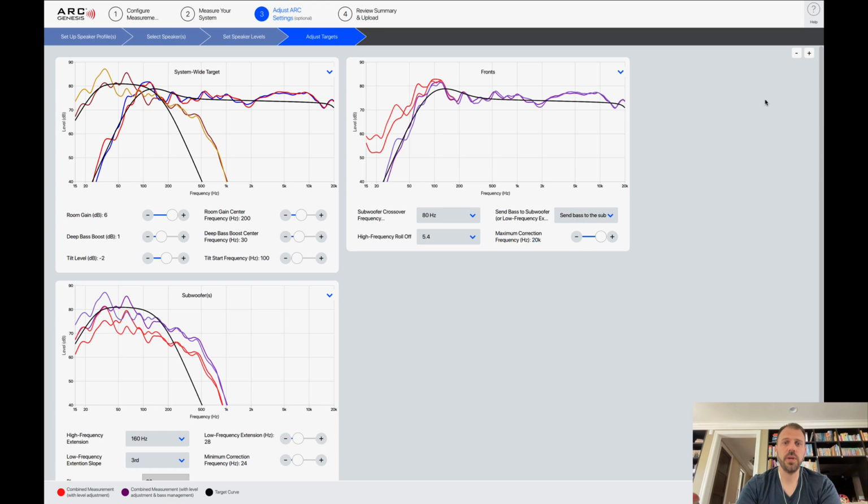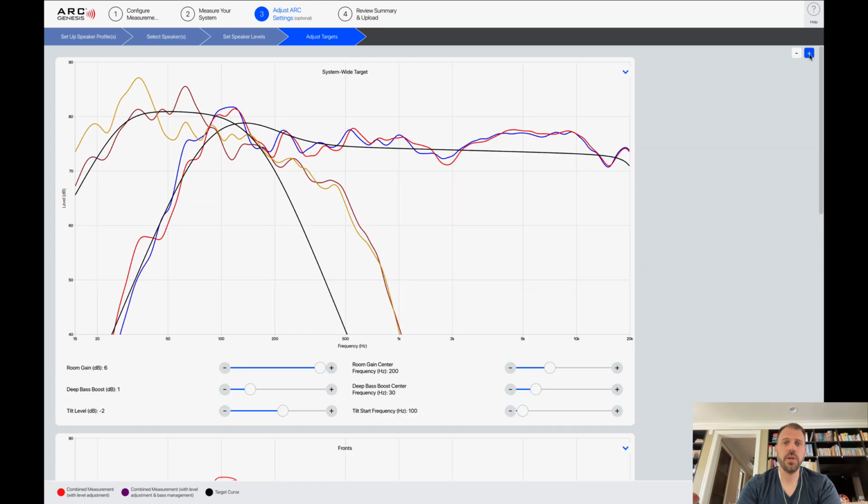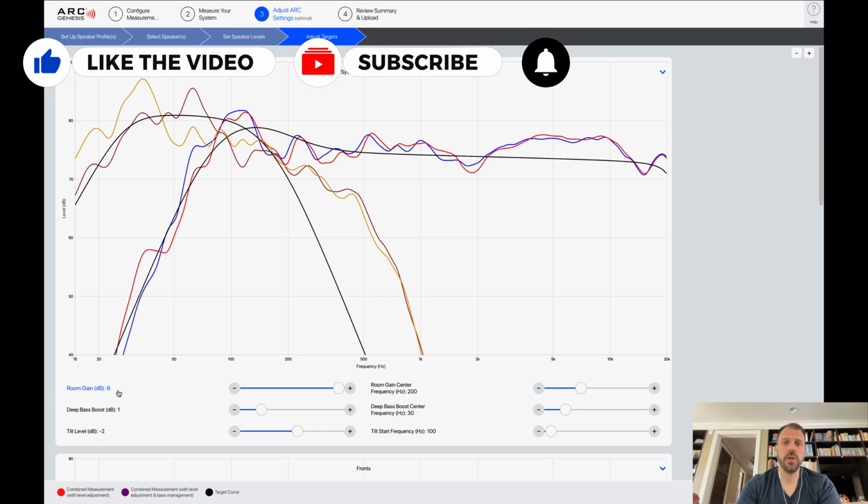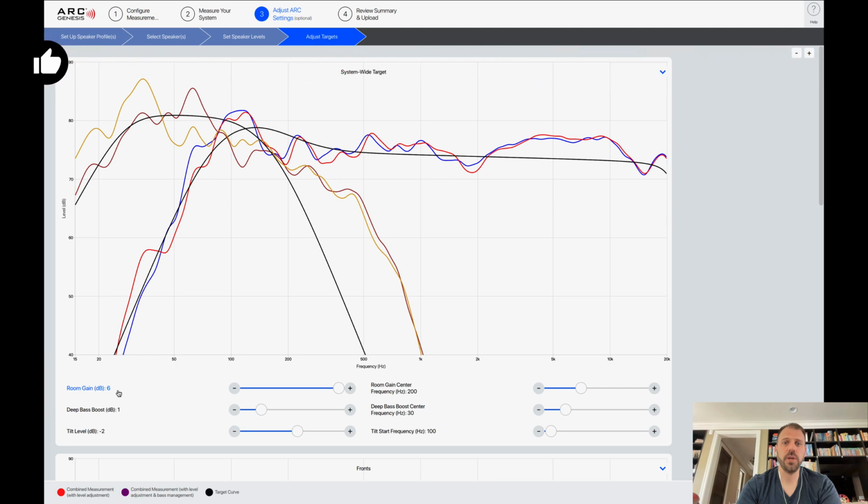So in terms of the targets, let me zoom this in, fill up some more of the screen here. So this is my house curve, and after tinkering with ARC quite a bit with the AVM70 in the theater, I arrived at a couple of adjustments that I tend to prefer based on what I've learned using ARC and listening to the Anthem products.